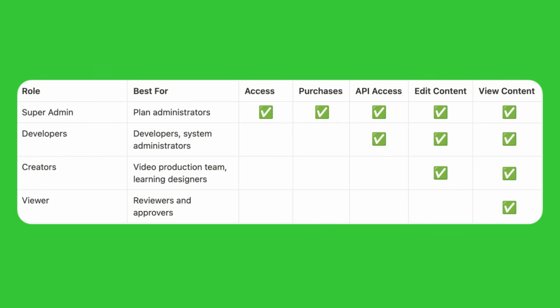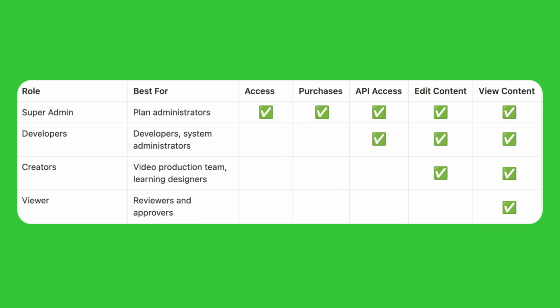First, we have our super admin, who are usually administrators of your team's HeyGen plan and workspaces. Super admins have the highest level of access. They can add, remove, and configure permissions for other teammates, make purchases or upgrades to the account, and create, edit, and review content. Next are developers.